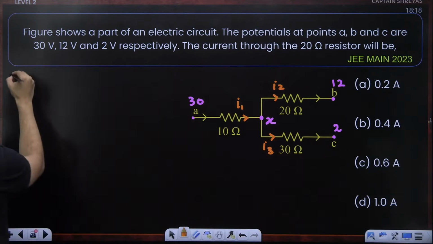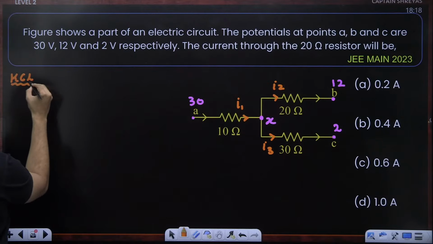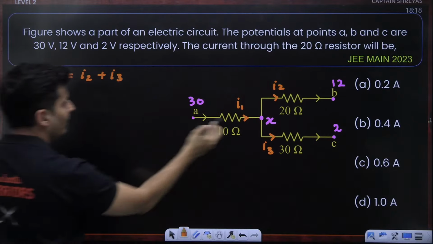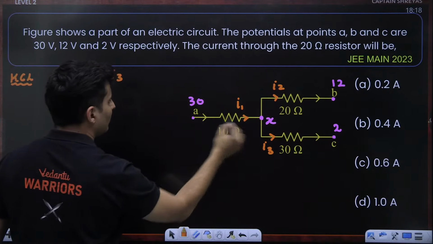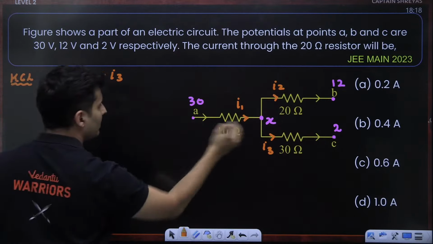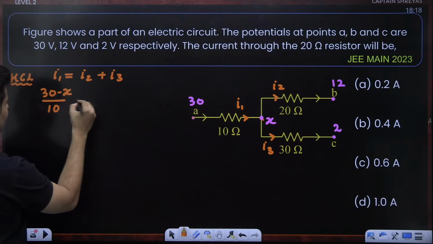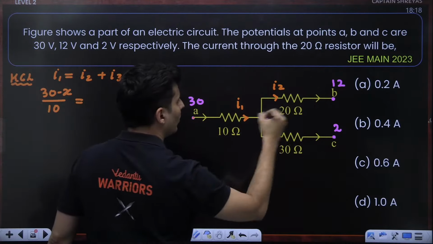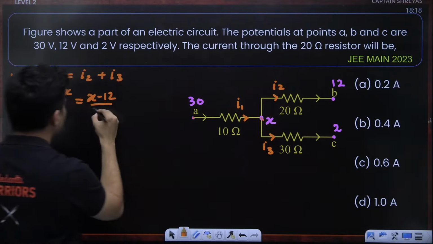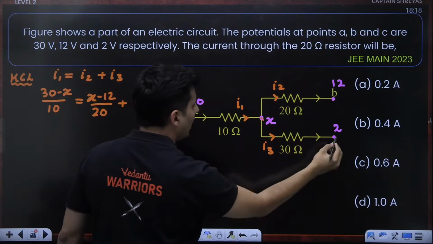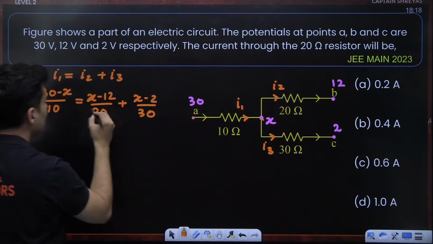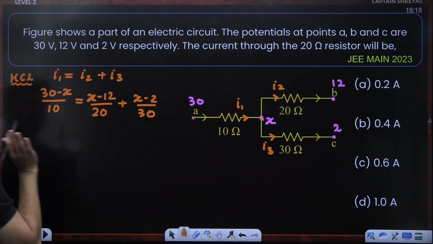So using Kirchhoff's current law, I1 will be equal to I2 plus I3. What is current 1? Current is voltage by resistance. Voltage is 30 minus X, high minus low. Current goes from high to low, divided by the resistance. Current number 2, high to low, will be X minus 12 divided by the resistance, plus current number 3, high minus low, which is X minus 2 divided by the resistance, which is 30. 0, 0, 0 cancels.